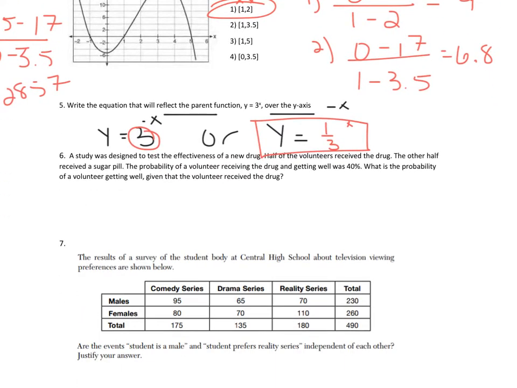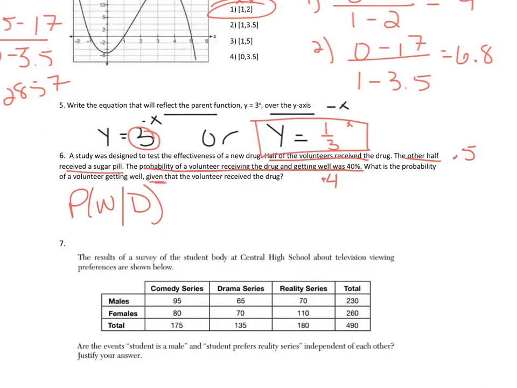Next question says, the study was designed to test the effectiveness of a new drug. Half the volunteers received the drug, and the other half received a sugar pill. That means we have 50%, so 0.5. The probability of receiving a drug and getting well was 0.4. What's the probability of a volunteer getting well given that they received the drug?